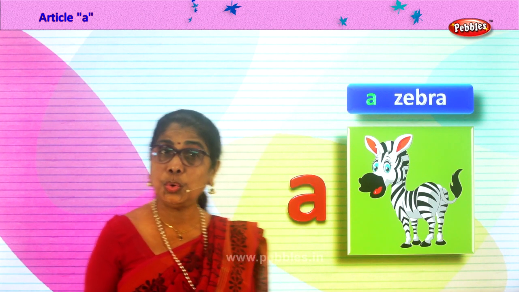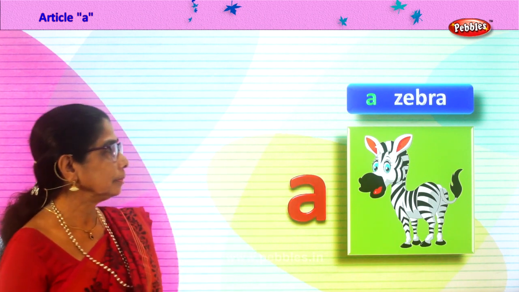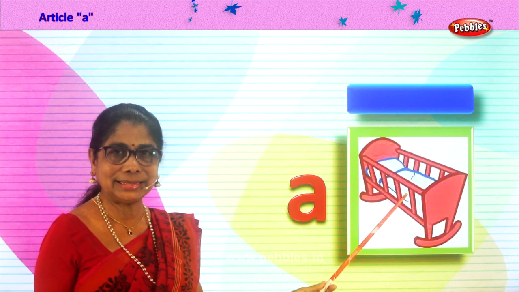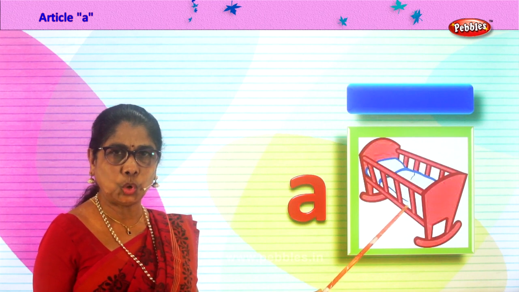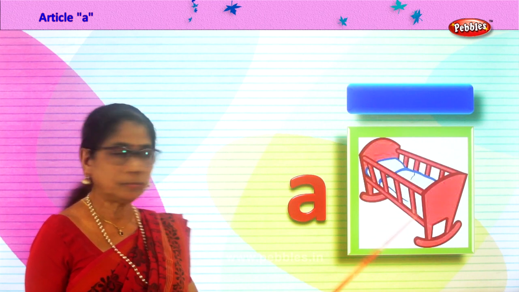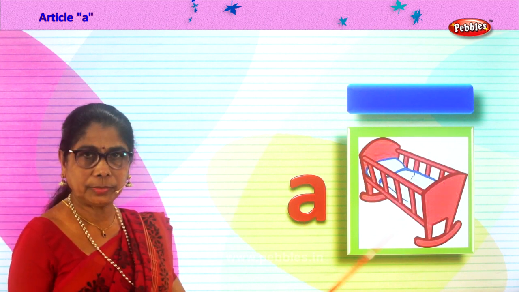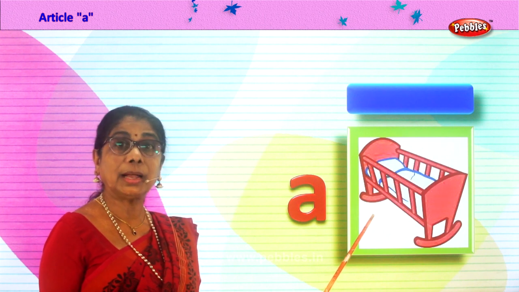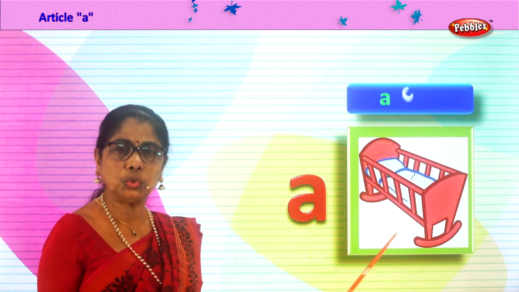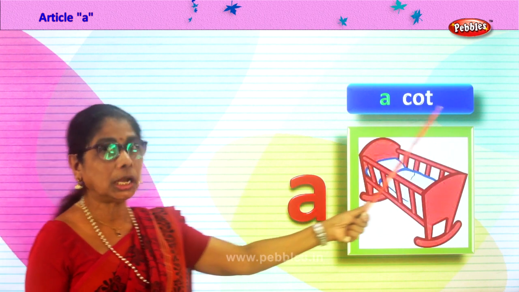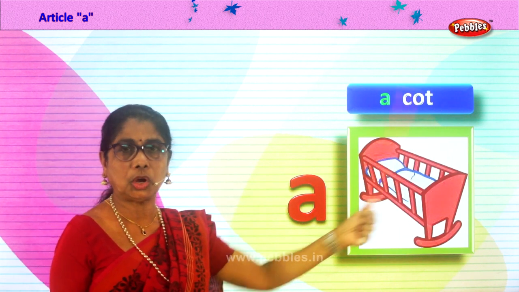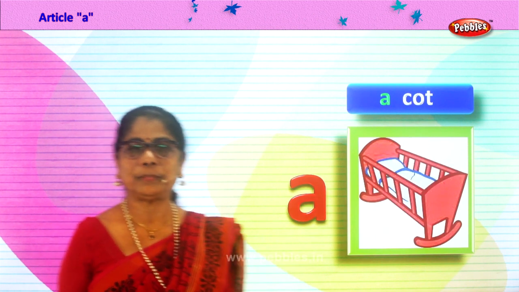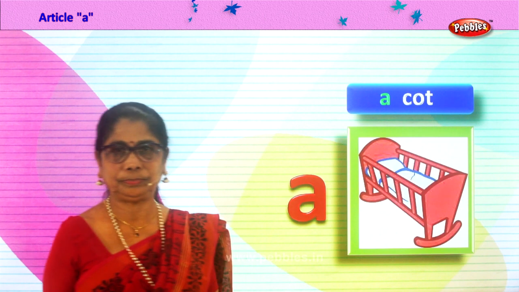Let's look at a new picture. Who sleeps inside that? Tiny baby. And what is it called? Cot. A cot. Article A is put before consonant. Spell cot. C-O-T, cot. A cot. Good.